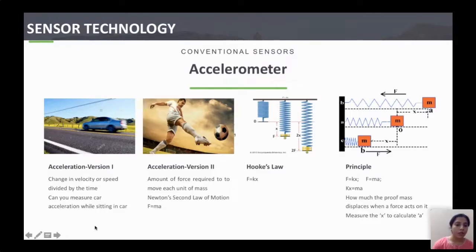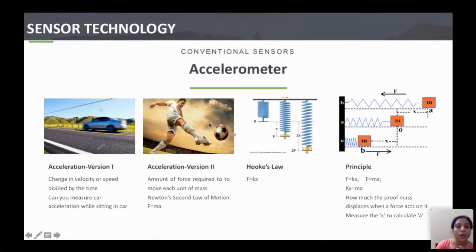So let us first revise our basics. What is acceleration first? I'm sure all of you must be aware of its definition, that it is the change in velocity per unit time. Now, can you measure the acceleration of a car if you are sitting inside the car, which starts from a standstill condition? Yes, you can. It is very simple. You just have to see the speedometer of the car and use a stopwatch. For example, the car starts from a standstill condition and attains a speed of 100 kilometers per hour in 5 seconds, right? So the acceleration becomes 20 kilometers per hour per second, which means that in every second, the car has increased its speed by 20 kilometers per hour.